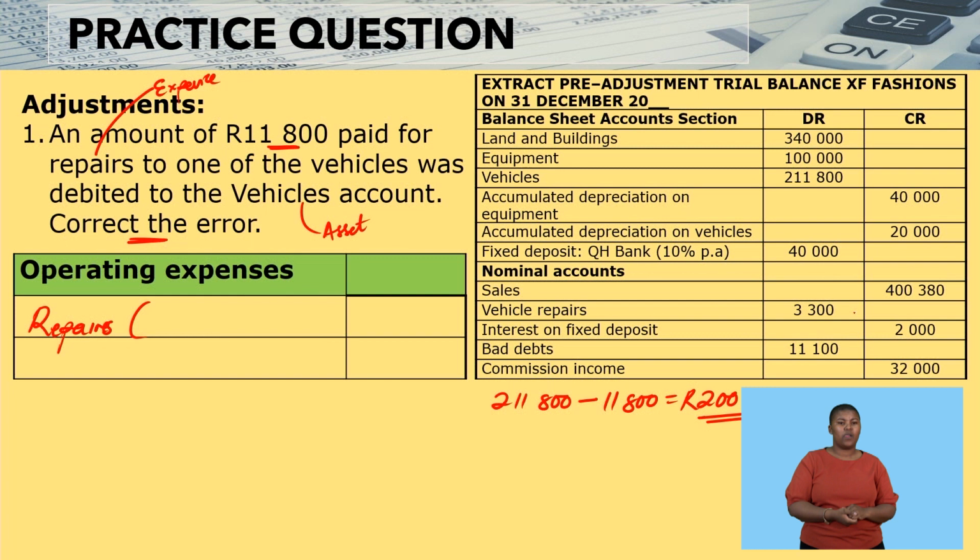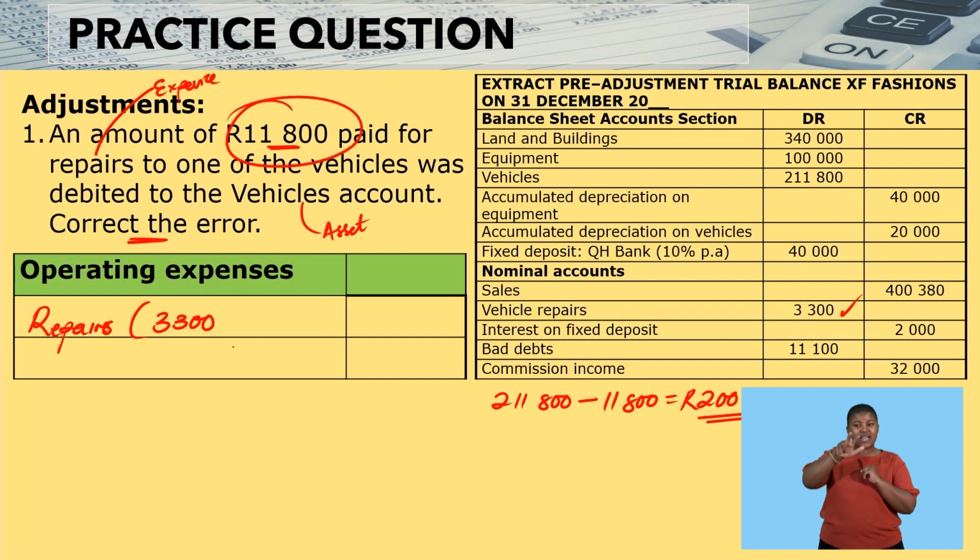And we have vehicle repairs here, 3,300. So I have my 3,300 here. Then I must add now this 11,800. So I'll come here and say plus 11,800. 3,300 plus 11,800 is going to give you now the total amount of repairs, which is 15,100. That becomes the total amount for our repairs for this year.